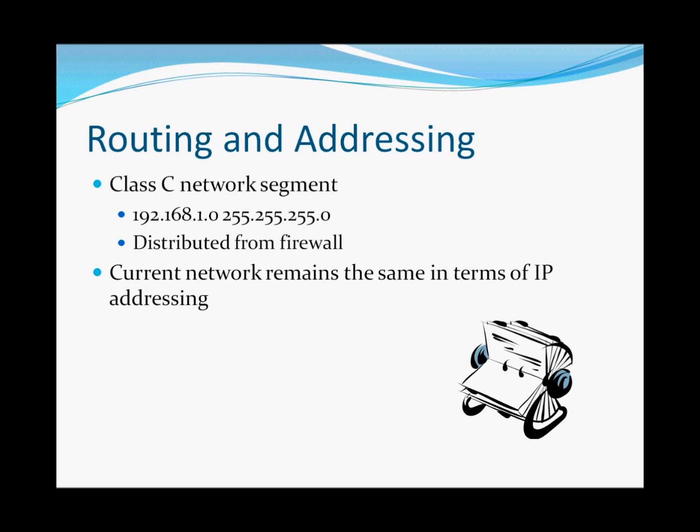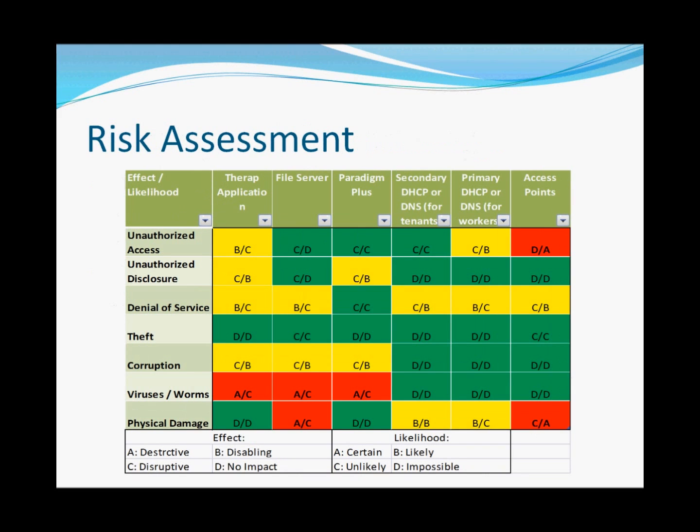In terms of routing and addressing, the new network will use a Class C network segment. The IP address will start with 192.168.1.0 with a 255.255.255.0 subnet mask. The distribution of IP addresses will be done from the firewall. The current network remains the same in terms of IP addressing and will not be affected by this change.